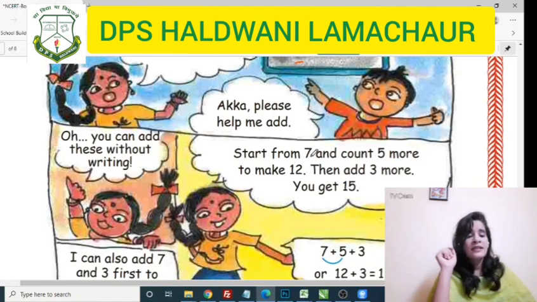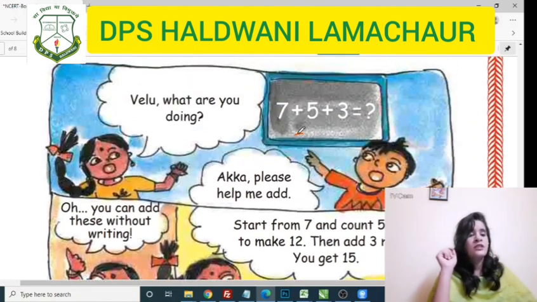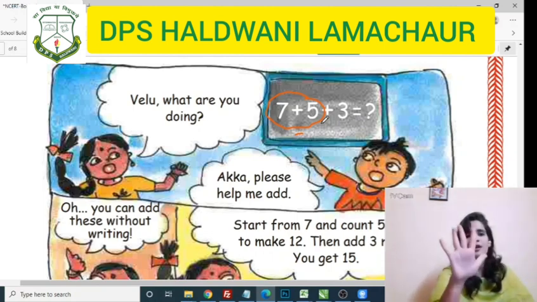Okay, to add these numbers, what can you do? First, you can add these 2 numbers. आपको पहले ये 2 numbers add करने हैं. Any 2 numbers, you can add these 2 or these 2. It's up to you. Okay. So 7 plus 5 is equal to 12: 7 in your mind, 5 on your fingers. 7, 8, 9, 10, 11, 12. 12.